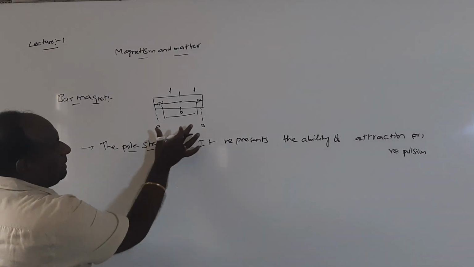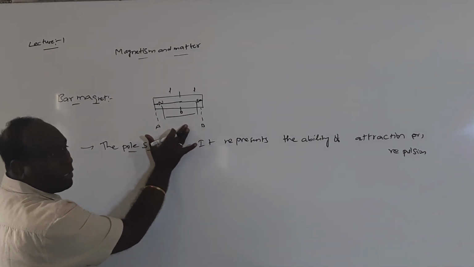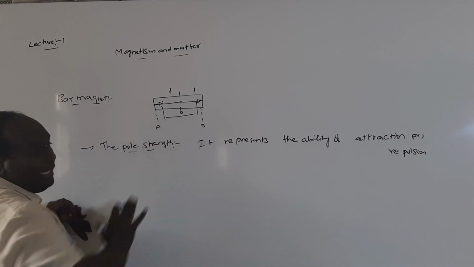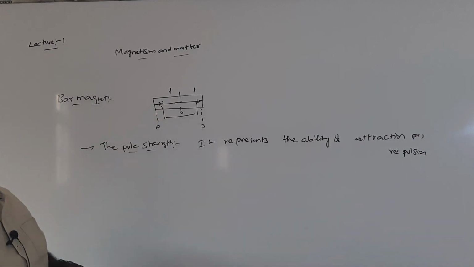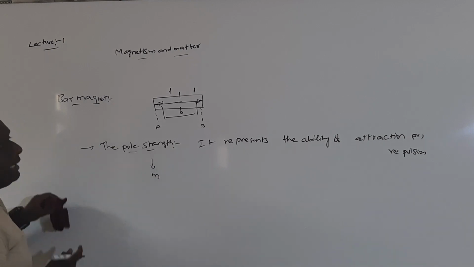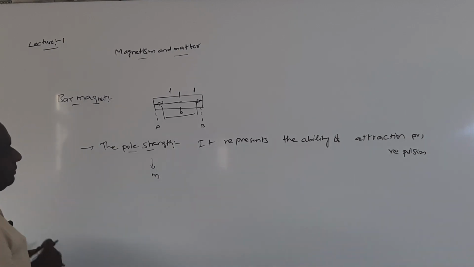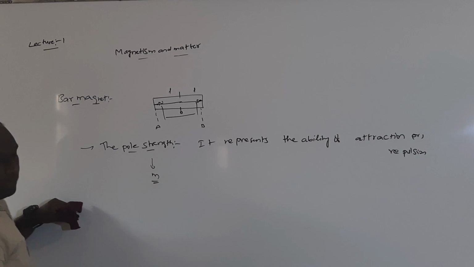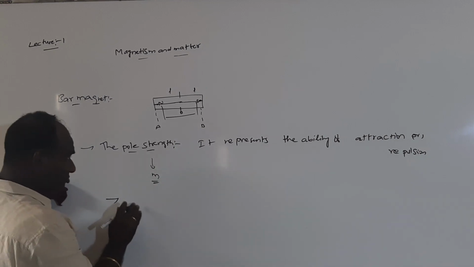Here, if it exerts more repulsive force, it has more pole strength. If it exerts less repulsive force, it has less pole strength. Pole strength is represented by the letter small m. Now we can treat this bar magnet as a magnetic dipole. Now one more point I am going to write.